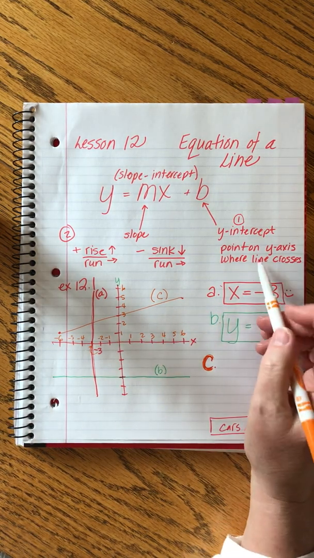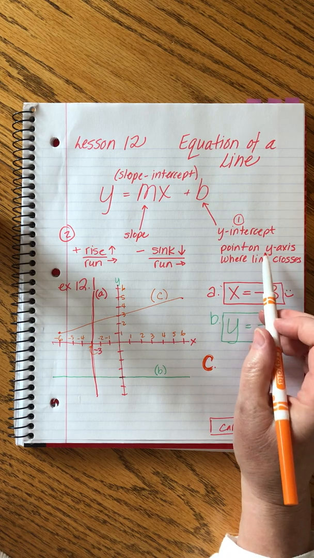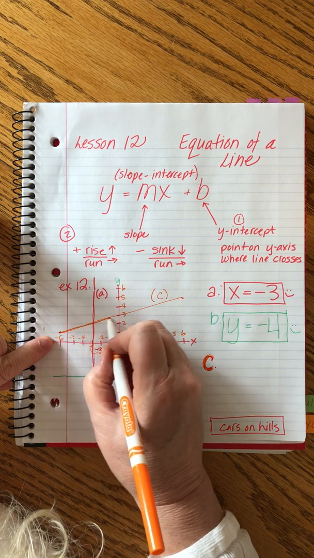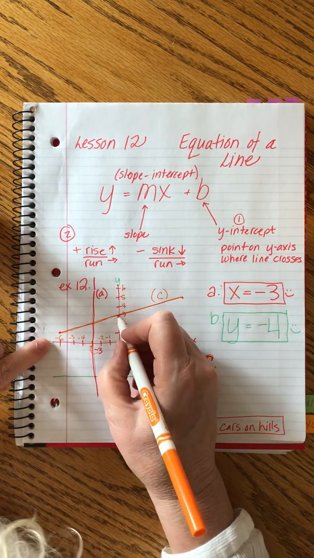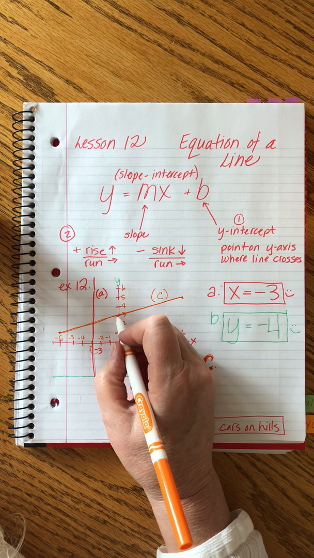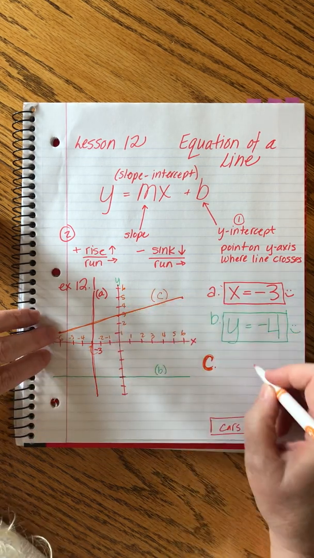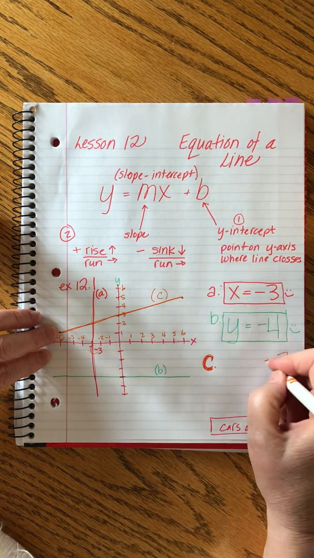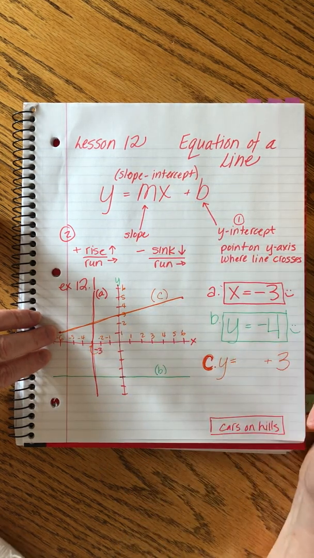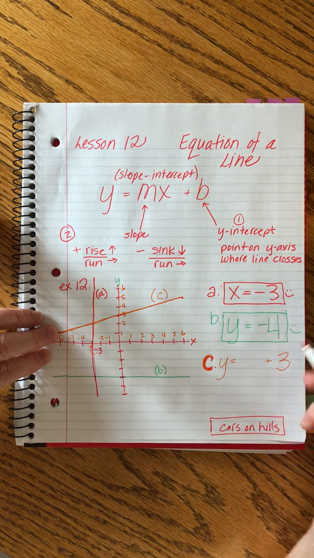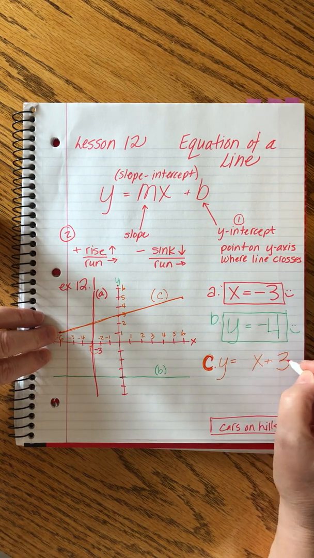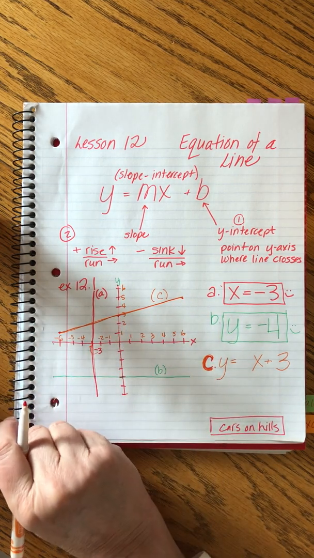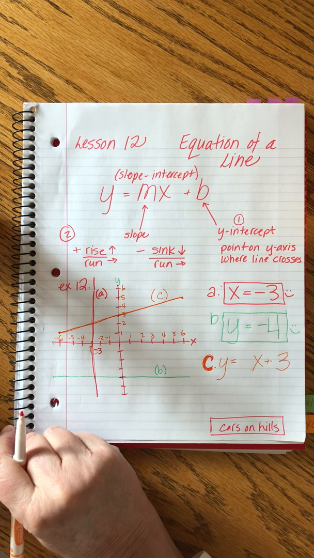All right, where does this line cross the y-axis? This line being C. Well, it crosses right there at, oh, this is, yeah, +3, right? So I'm going to write 3 down here at the end because I know that's where it's going to end up. y equals something x plus 3. 3 is my y-intercept.